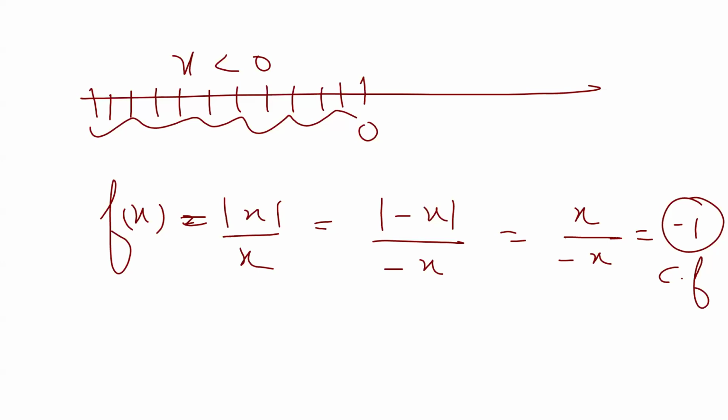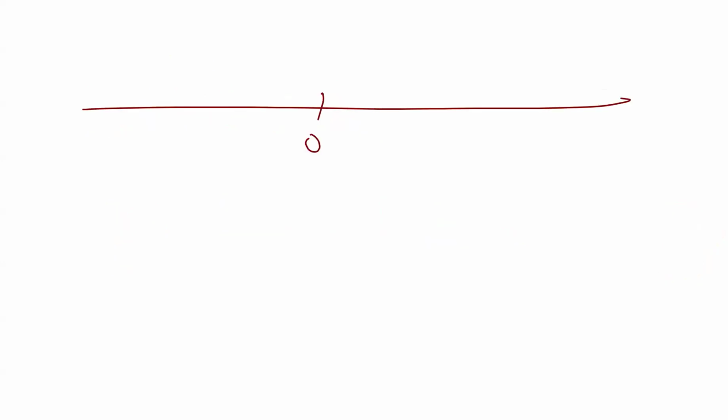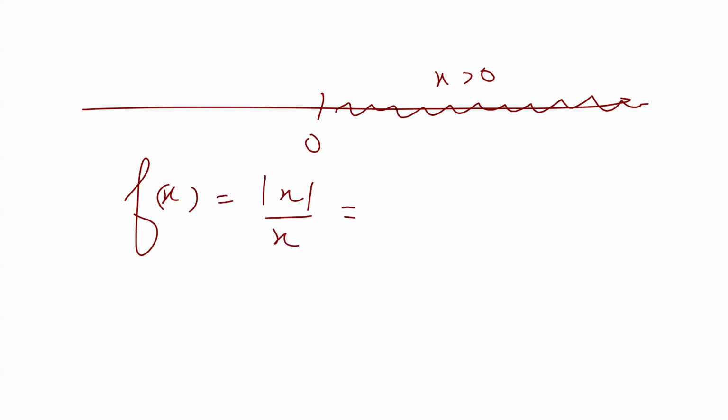Now x greater than 0. So f of x is equal to modulus of x upon x. So for any x which is greater than 0, all x values will be positive. So it will be 1. So you take any value of x, the answer is going to be 1, which is a constant function. Therefore, it is continuous at any real value of x which is greater than 0.